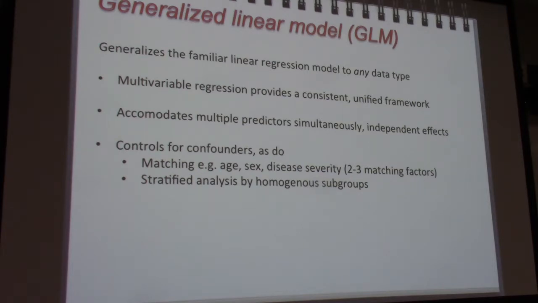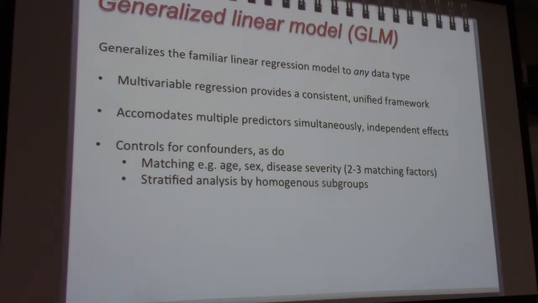By framing everything as a regression question, it gives you a consistent and unifying framework, which I do believe quite strongly makes it easier to understand. And as we've seen, it's a good way to control for confounding. It's not the only way. You can match patients for age and sex and disease severity and then compare the matched pairs. You can do stratified analyses where you analyze homogeneous subgroups like adolescent males with severe AML. These are all legitimate ways to deal with confounding.